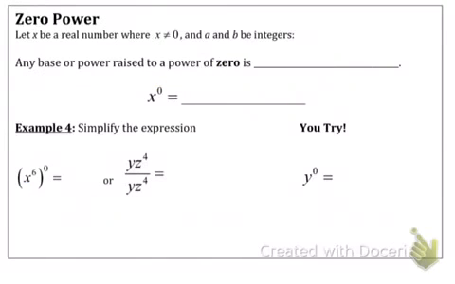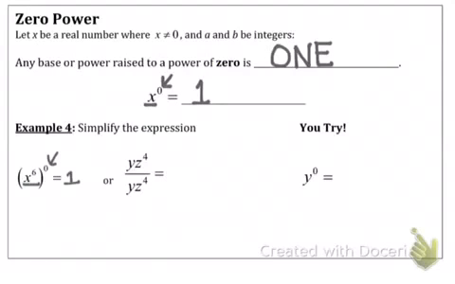Our fourth property is the zero power property. Any base or power raised to the power of 0 is 1. So in this case, we have our base of x raised to the power of 0, so our answer is 1. In example 4, x to the 6th power is all being raised, this whole thing on the inside is being raised to the power of 0 on the outside. So this is going to be 1.